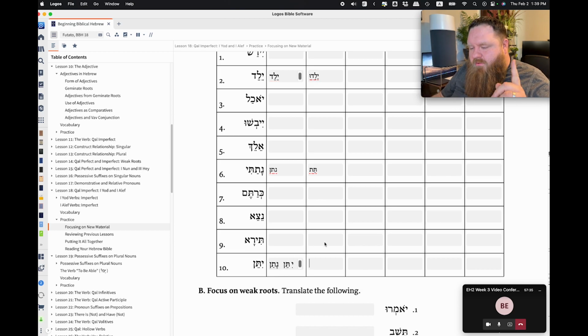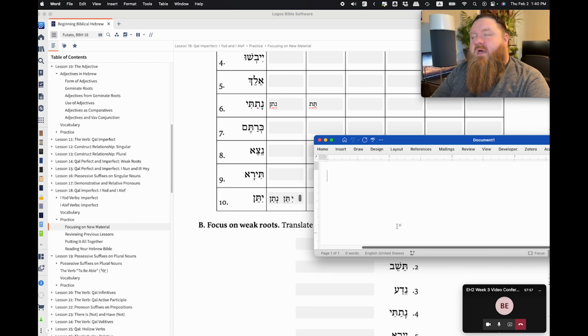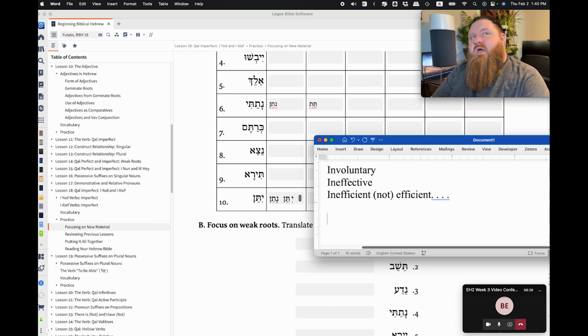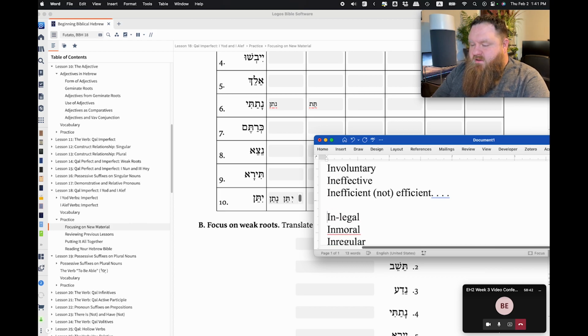that's when you get the assimilation. Now, I'll point out, we do this assimilation thing in English as well. So we have this prefix in, and in usually just means not. So we might say involuntary, we might say ineffective, we might say inefficient, something like that. And all of these mean not efficient, etc., right? But we also have words like, well, actually we don't have words like illegal or immoral or irregular.